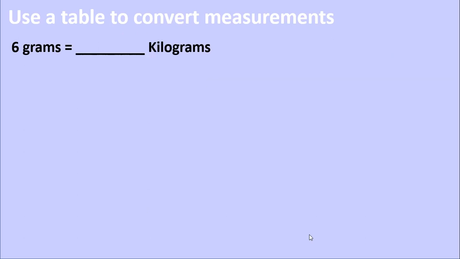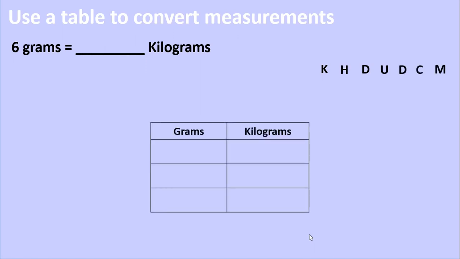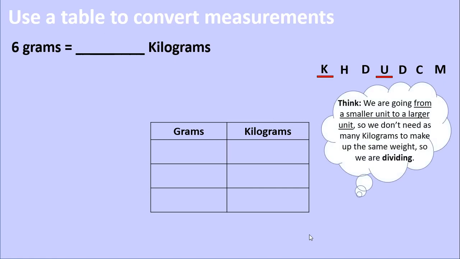Now we have 6 grams and we want to rewrite this as kilograms. King Henry died unusually drinking chocolate milk. Let's use our table. This time, grams is at the beginning of our table because that's the unit we're starting with. Kilograms is the end of the table because that's our ending unit. Think, we are going from a smaller unit to a larger unit. So we don't need as many kilograms to make up the same weight, so we're going to be dividing.